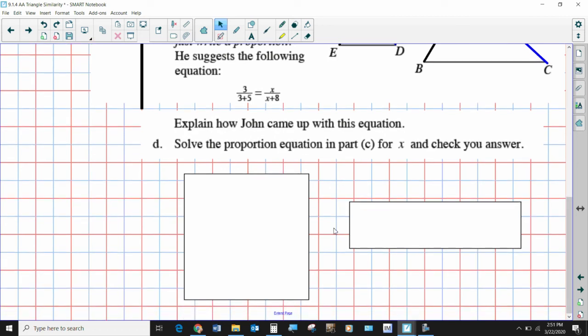So go ahead and pause the video. This is going to be the last problem that we do. Pause the video and see if you can solve for x here. When you come back, I'll work through the problem with you. All right, hopefully you got your answer and your answer matches mine.